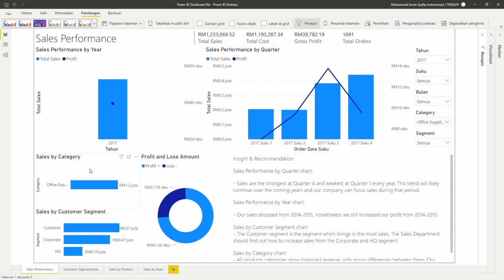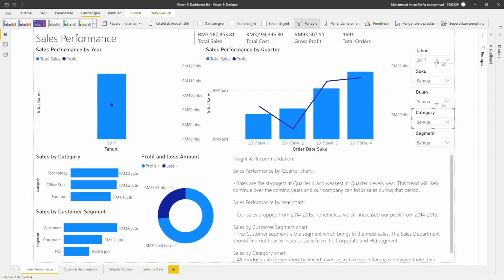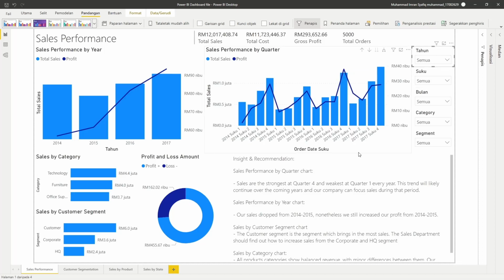The sales category chart shows sales in office supplies for 2017, and the sales by customer segment chart here shows where the sales are being made for office supplies in 2017. Lastly, the chart on the right shows how much profit and loss is made for office supplies in 2017. And if we reset the selection on the slicers, the dashboard will go back to showing all of our sales data.